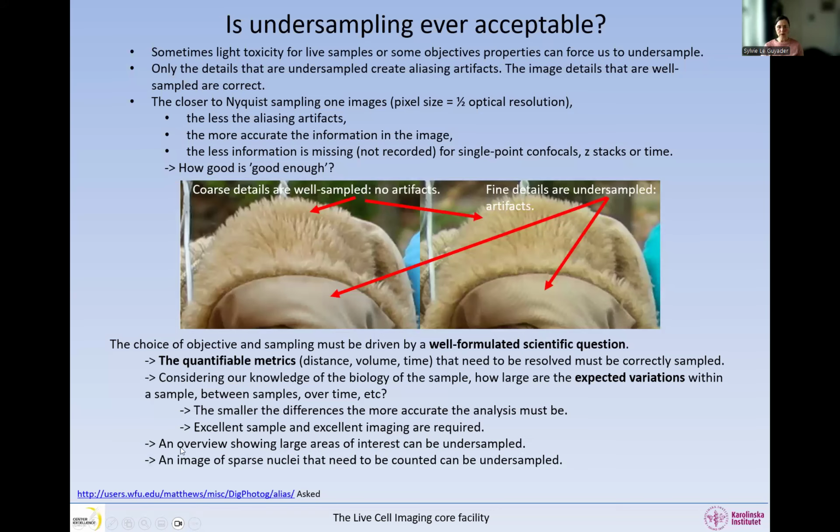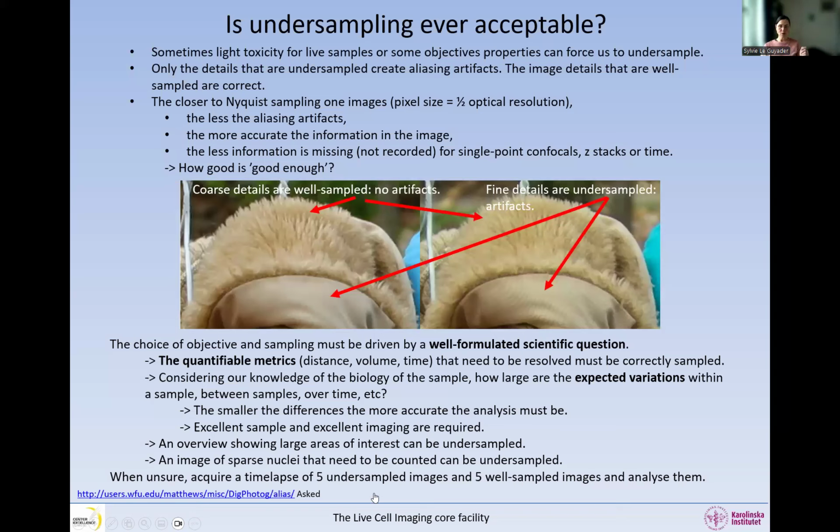So if you take an overview showing large image areas of interest, it's totally okay to undersample heavily. If you image sparse nuclei that need to be counted, you can undersample. It's not a problem. But if you are looking at small crowded objects, if you undersample, then you will create objects and you will create artifacts in the image that will influence your results.